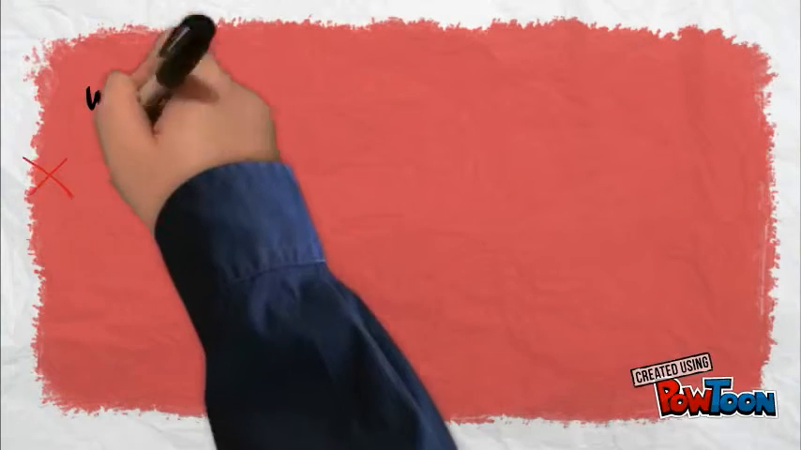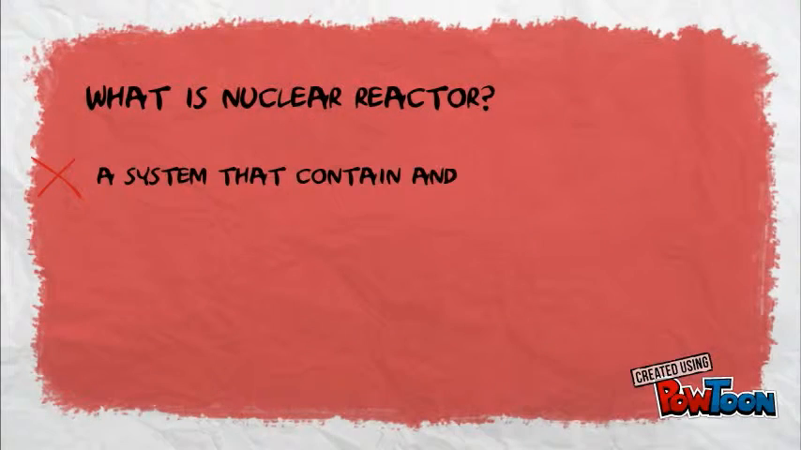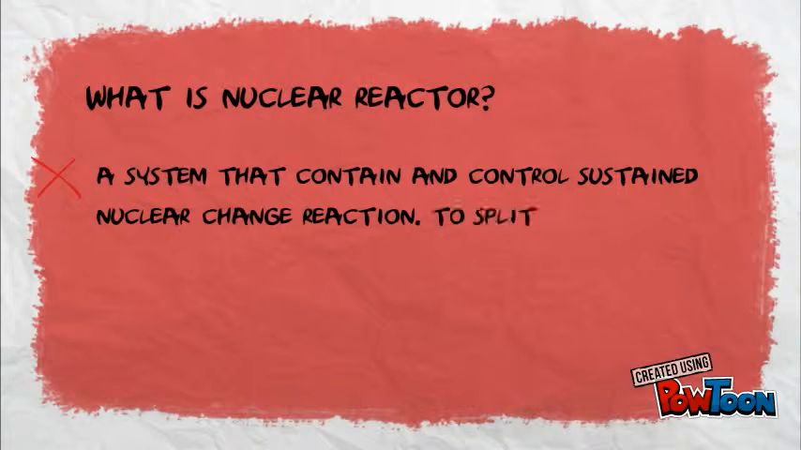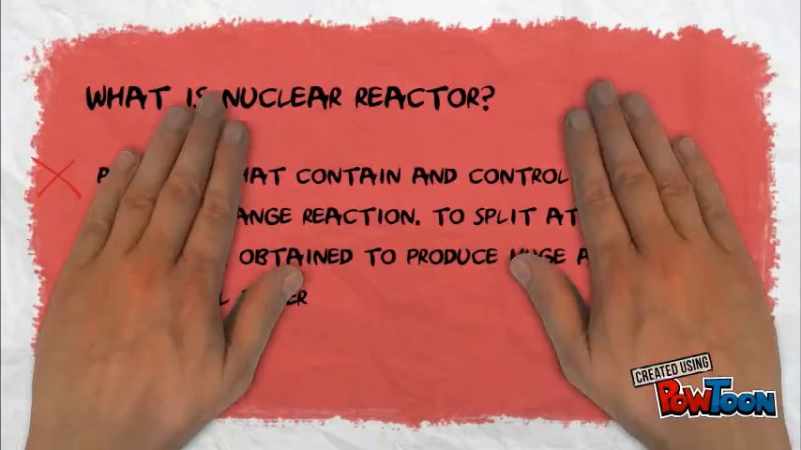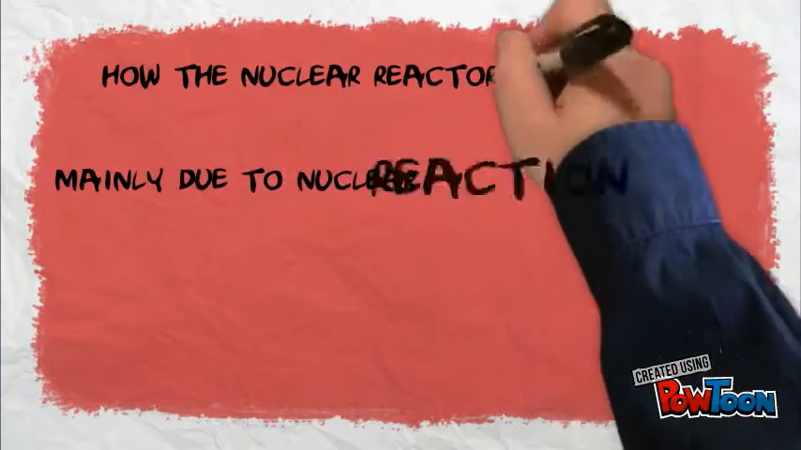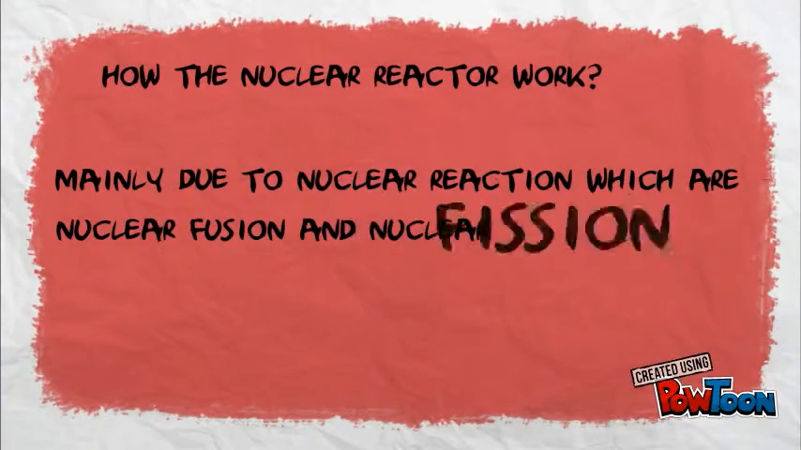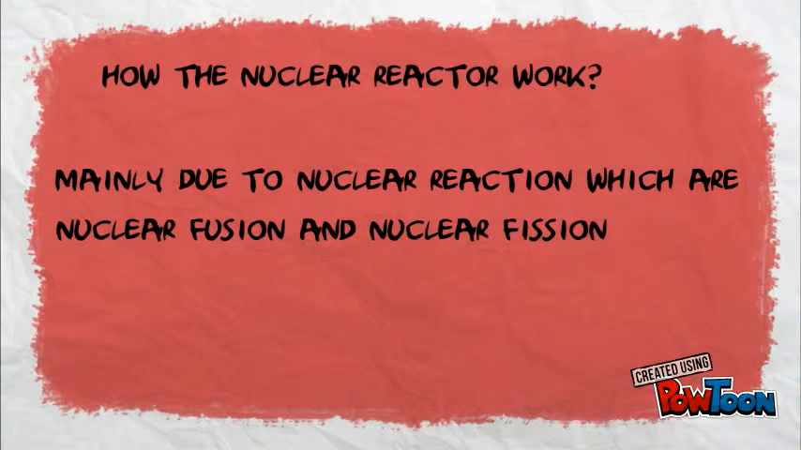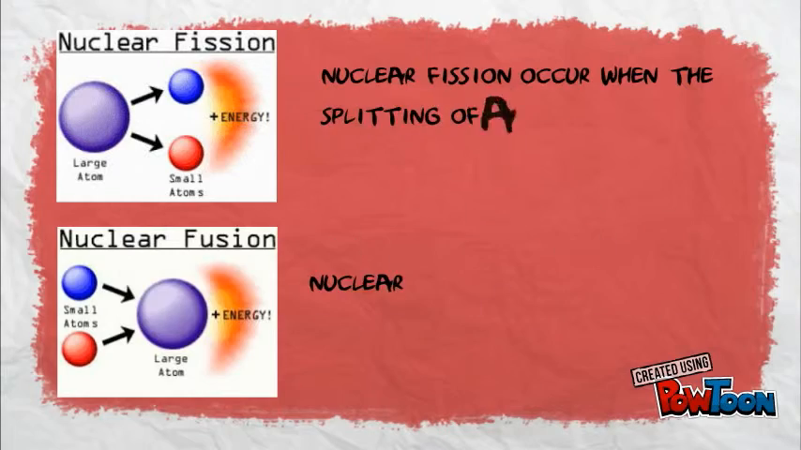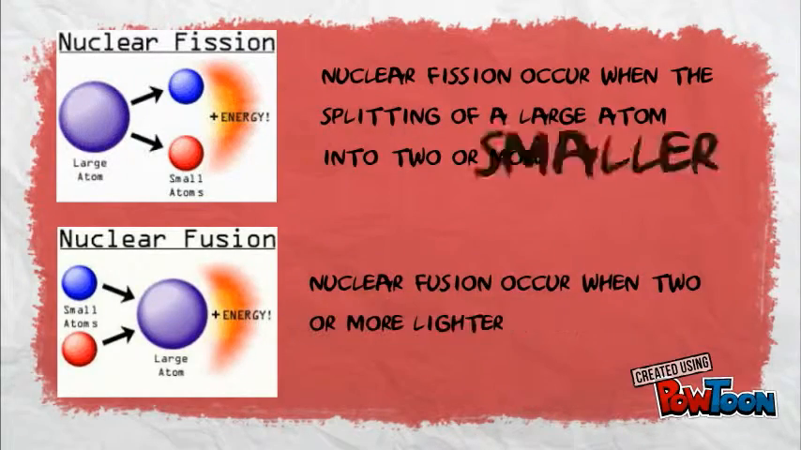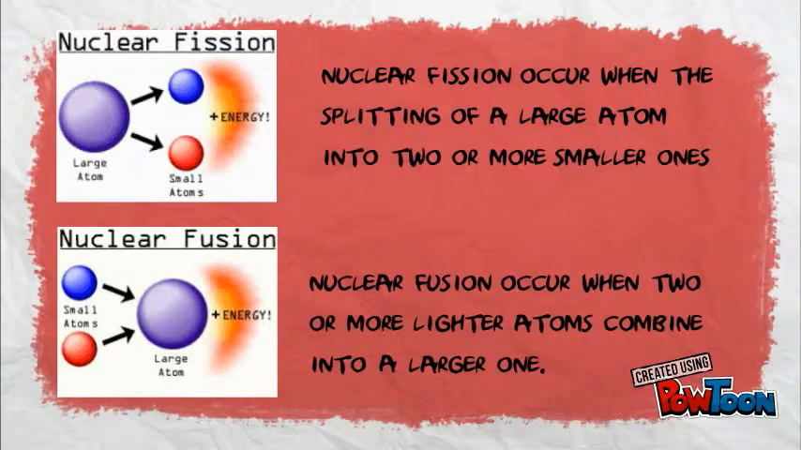A nuclear reactor is a system that contains and controls a sustained nuclear chain reaction, splitting atoms and using the energy obtained to produce a huge amount of electrical power. The nuclear reactor works mainly due to nuclear reactions, which are nuclear fusion and nuclear fission. Nuclear fission occurs when a large atom splits into two or more smaller atoms. Nuclear fusion occurs when two or more lighter atoms combine into a larger one.